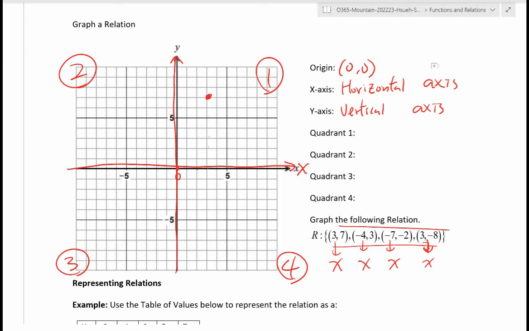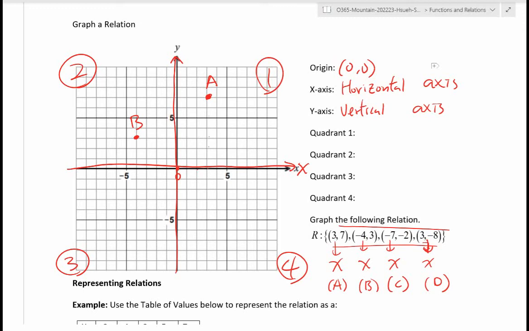Second point would be at -4 and 3. So again, start from origin. X is -4, so we're going to move 4 units to the left. And the y value is 3, so we're going to go up by 3. So there's our second point. The third point, let me label this as A, that's B. Okay, so here's my point A, here's my point B, point C, and point D, okay?